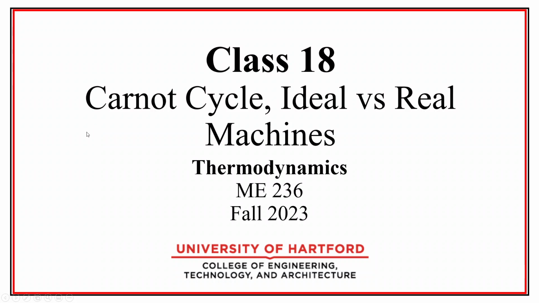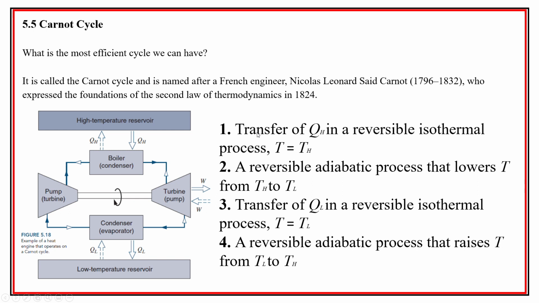All right, so we're catching up on recording some videos, and here's class 18. We're going to talk about the Carnot cycle, a very important cycle as the theoretical best cycle that can exist for a given set of heat sinks and heat sources. We'll talk a little bit about the ideal and the real and the comparison of ideal and real machines. So here you go. Here is an image, and we'll talk through the slide a little bit.